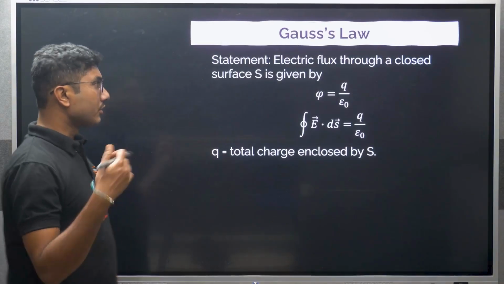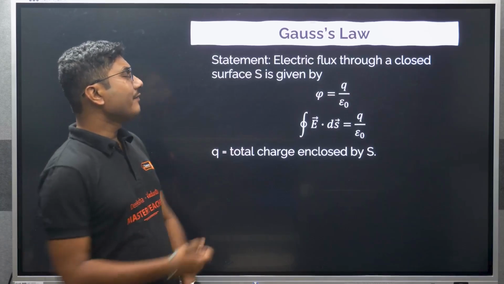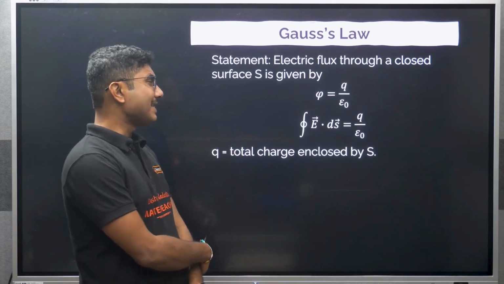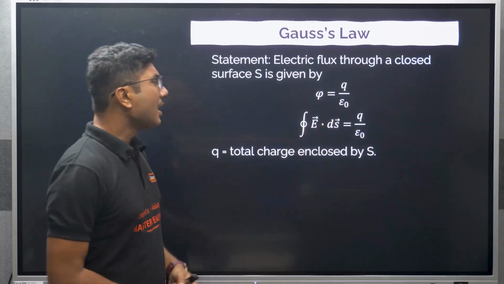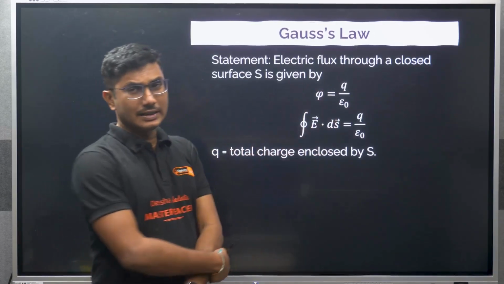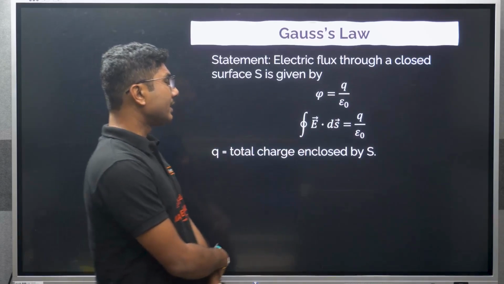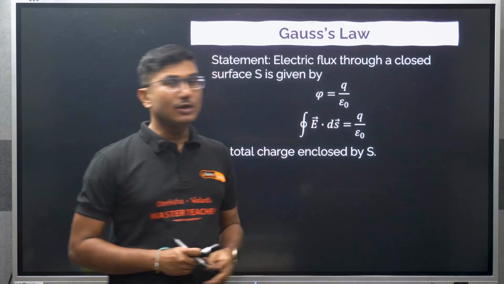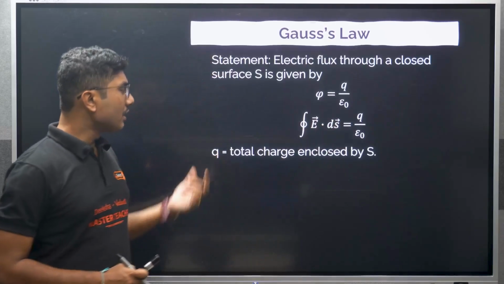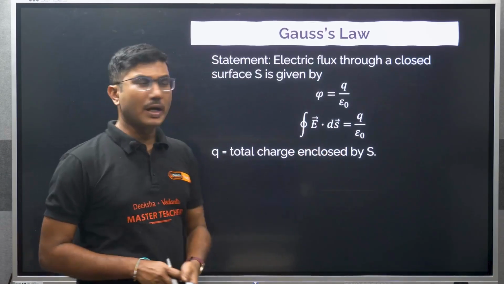Now Gauss's law. So electric flux through a closed surface S is given by phi equals Q by epsilon naught. Now phi is defined as the closed integral of E dot ds. So therefore the closed integral of E dot ds is given by Q by epsilon naught. Here Q is the total charge enclosed by the surface S.